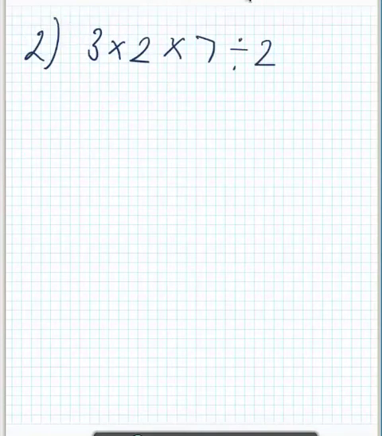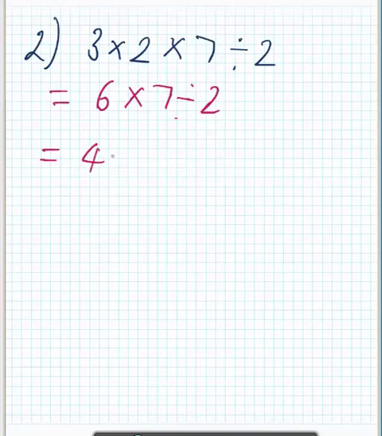Now you notice with this one, our operations are multiplication and also division. Now we know that these are also equal operations. I don't do division first, I just work from left to right. There's no plus or take away, so I can just work from left to right. So don't go 7 divided by 2 first. You might still get the same answer, but like I said, left to right. So 3 times 2, we'll start off with that, is 6. So I've got 6, then times 7, then divided by 2. So my next step, 6 times 7 is 42, divided by 2. And finally, 42 divided by 2, half of 42 is 21. And that's it.